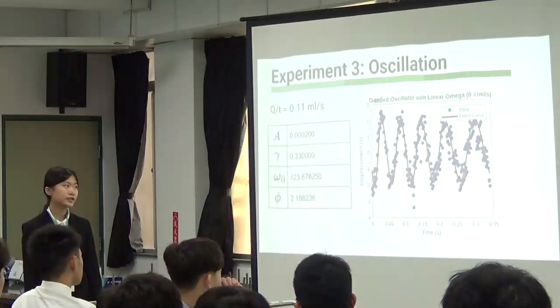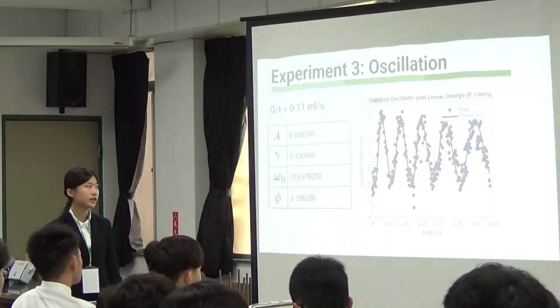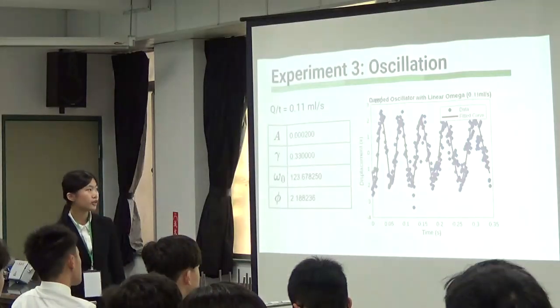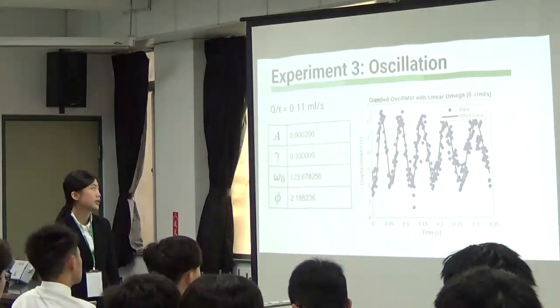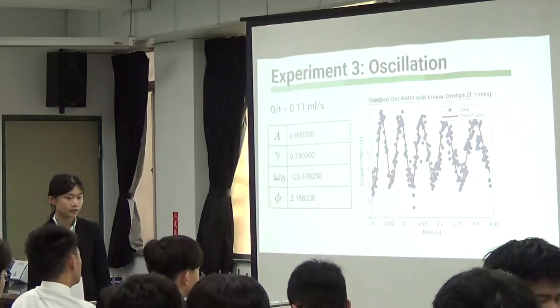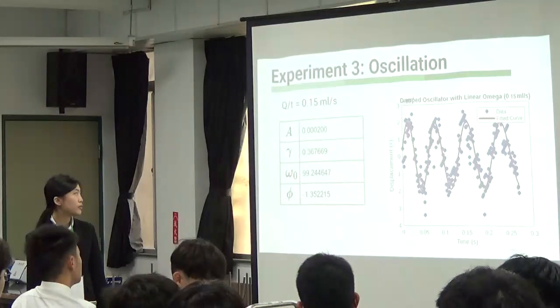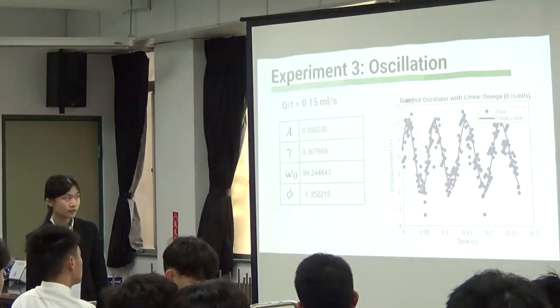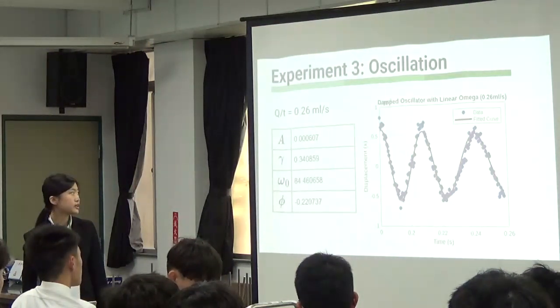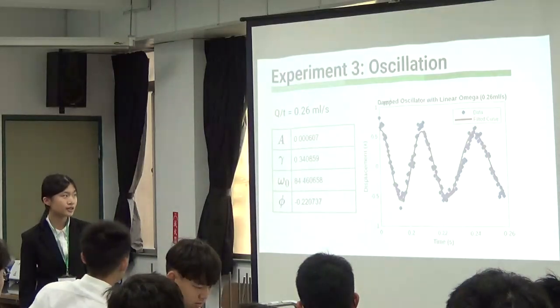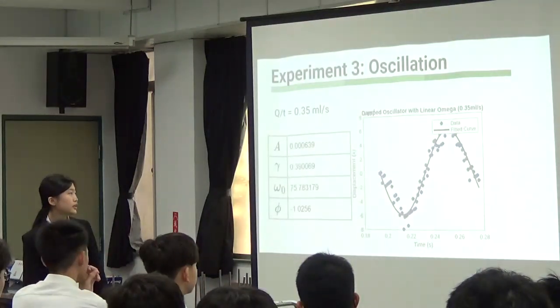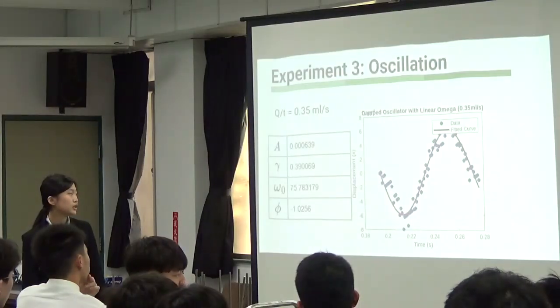So we use the theoretical model. We fit the trajectory of the water drop. And this one is for 0.11 millimeter per second. And the next one for 0.15 millimeters per second. And next for 0.26 millimeters per second. And finally for 0.635 millimeter per second.